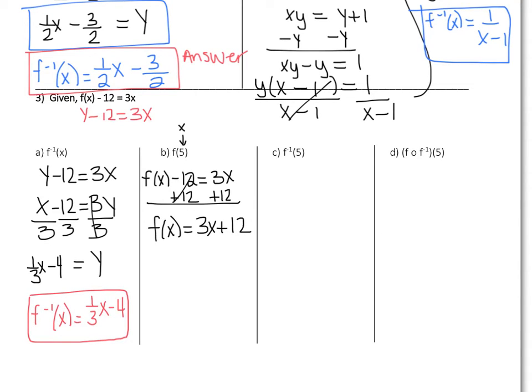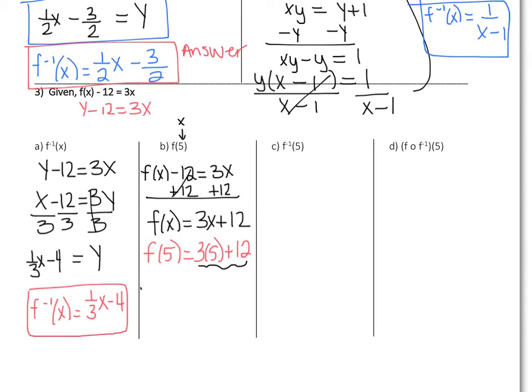And I want to find f of 5. So everywhere I put an x, I'm going to put 5. So f of 5 is equal to 3 times 5 plus 12. Put this side into the calculator. So f of 5 should be equal to 27. Okay, now what does it mean to do f negative 1 of 5?